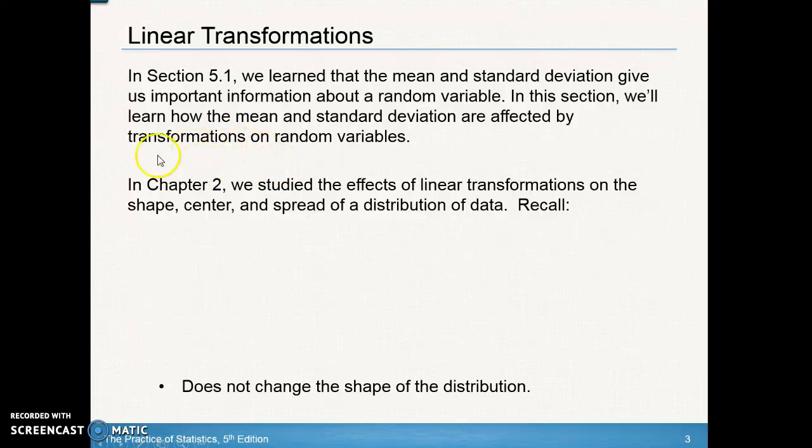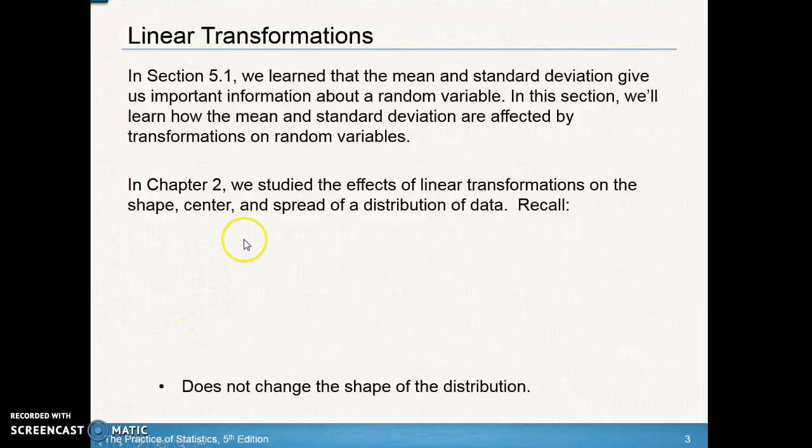Okay, so like I said, we did some of this in chapter 2. So we're going to take a look at some linear transformations. In section 5.1, we learned about the mean and standard deviation. They gave us important information about the random variable, the center and the spread of the distribution. In this section, we're going to look at how the center and the spread are affected by transformations on random variables. So what happens if we add something to our random variable, subtract something, multiply, divide?